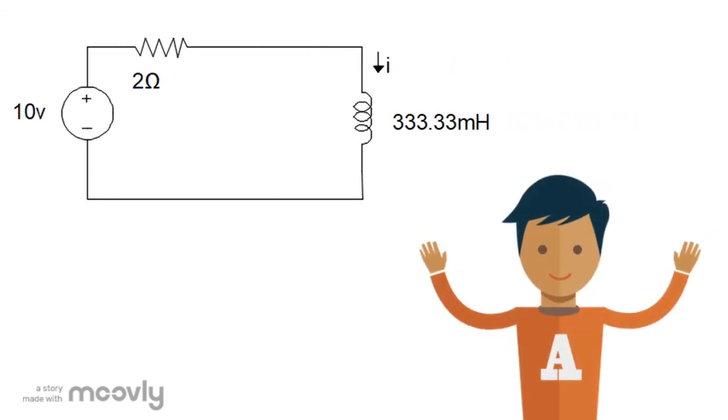Now the circuit is simplified and we can see that it is a series circuit. We can just use Ohm's law to find the initial current. Remember that current is the same in a series circuit. Okay, we have got the initial current.